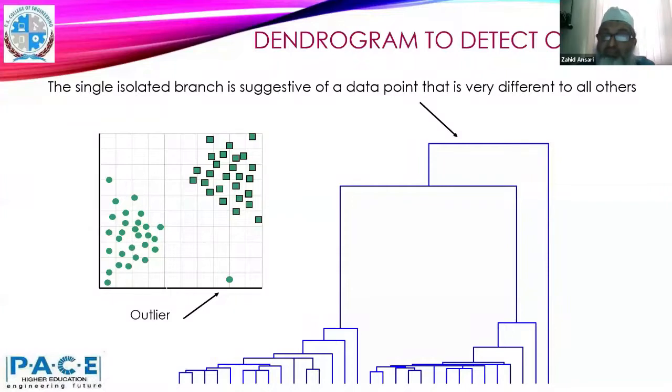Sometimes we can even get an idea about the outliers. If we see the data on the left-hand side, there are two clusters and there is one point which is an outlier. If we draw the dendrogram for this, we see these two clusters and then a singleton cluster, a single-point cluster, over here. A single-point cluster is telling us that this is an outlier.